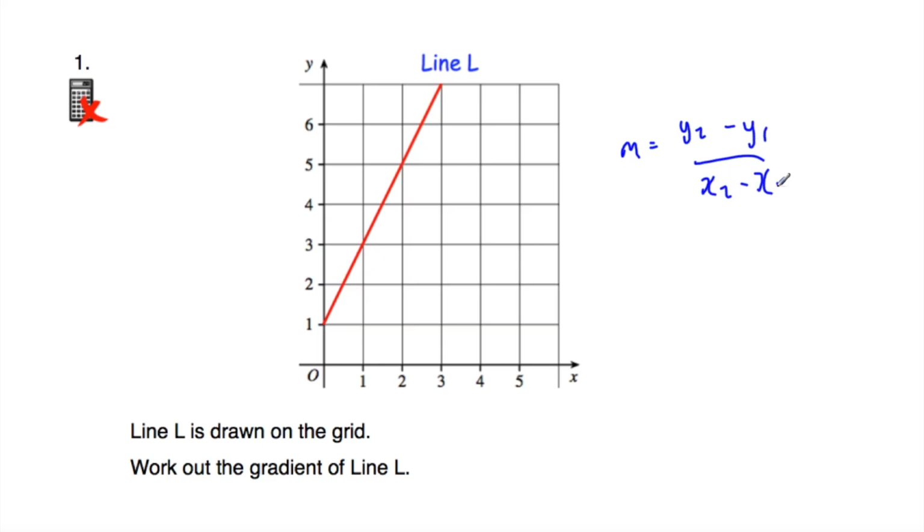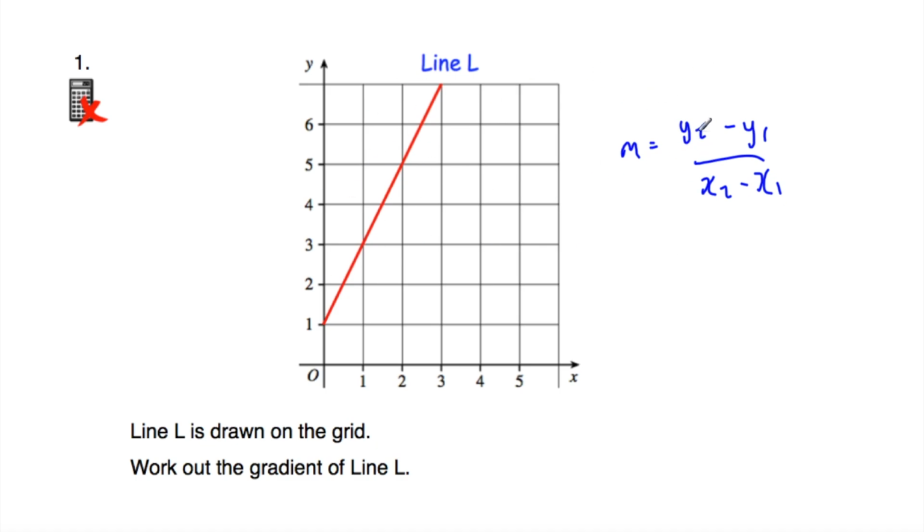x2 minus x1. Now I use that formula quite a lot whenever we've just been given the coordinates of the point. So perhaps whenever there's been no grid drawn for us and we have 2 points and we need to find the gradient of the line passing through those points, I use that formula quite a lot. But I'll just show you how we can use it for this question as well.